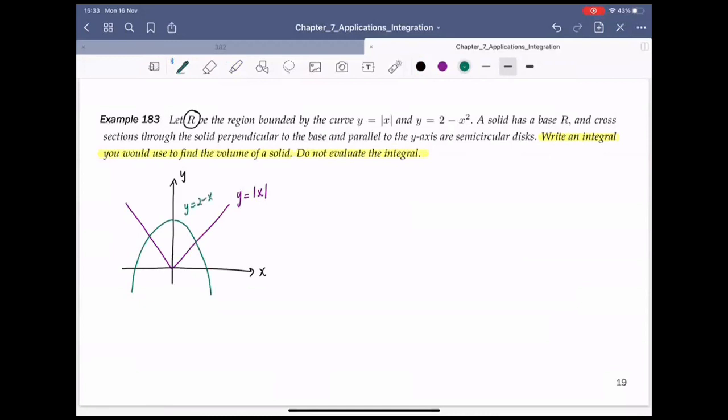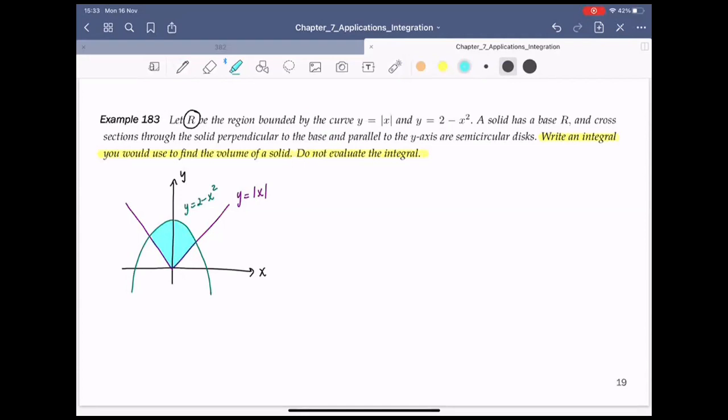Right, it's just an open-down parabola, shifted up 2 units. So the area that you want is going to be the one bounded by these two curves. All right, this is good. Well, we got the region R easily, right?